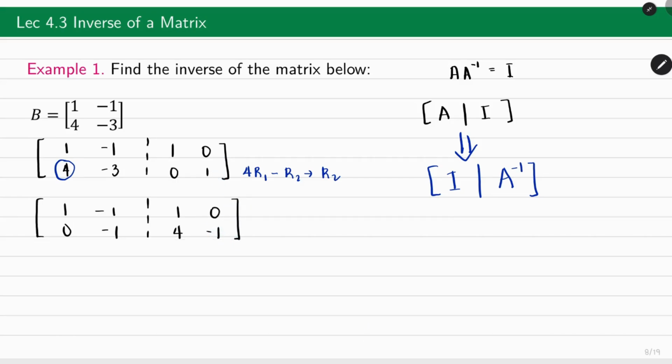Alright, the next that we're going to do is to make this 0. Okay, how will we do that? We may do R2 minus R1. This will be the new R1.